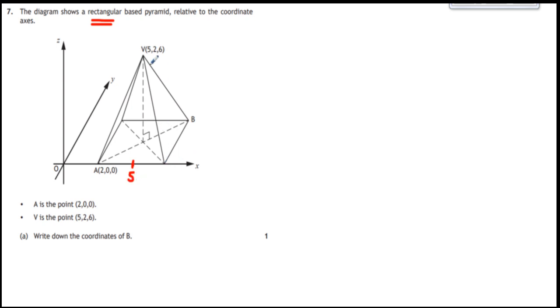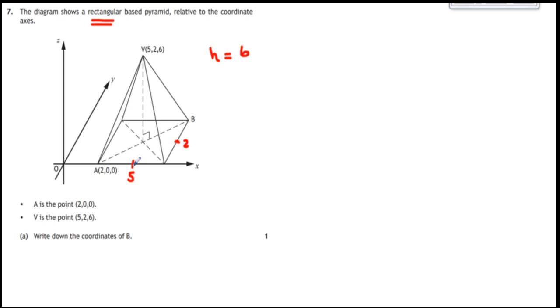If I look at the height of the pyramid, the z coordinate is 6, so the height of that pyramid is 6. Now if I look to see how far back it goes on the y-axis, halfway back is 2. The middle coordinate is the y coordinate, which is 2. So all the way back is going to go back 4 units.